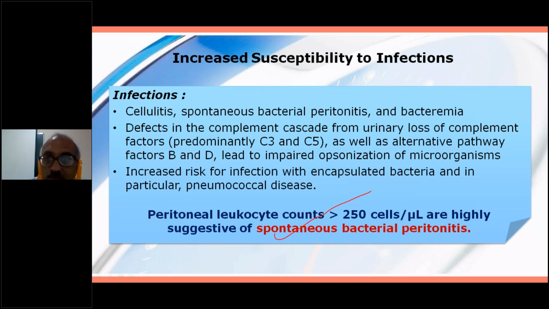So what causes this? Complement cascade is affected, predominantly C3 and C5 are lost, and the alternative pathway factors B and D also lead to impaired opsonization. So with impaired opsonization, those capsular microorganisms which are destroyed by the opsonization process rampantly grow. So there is increased risk of infection by encapsulated organisms like pneumococcus. That's why the pneumococcal vaccine is very, very imperative for these people. So spontaneous bacterial peritonitis, please remember that, very, very important.